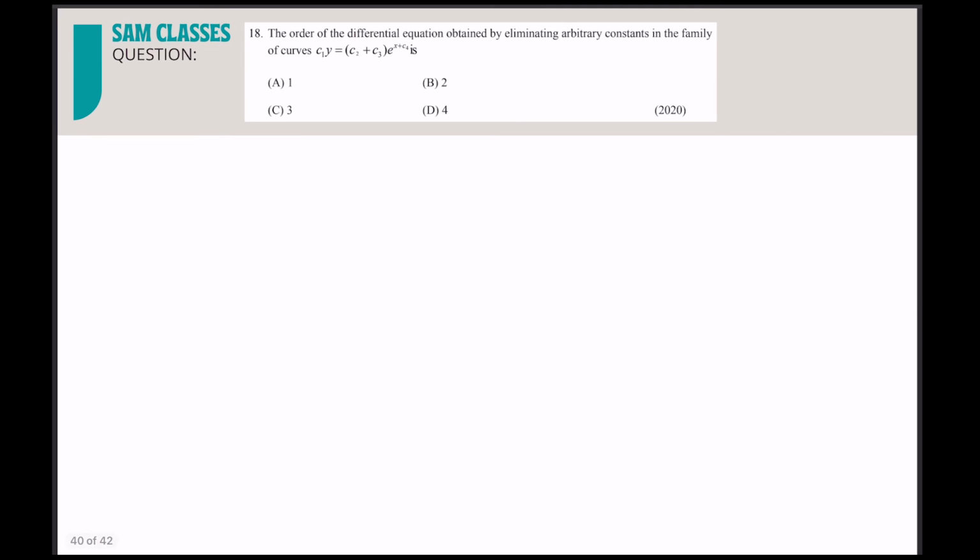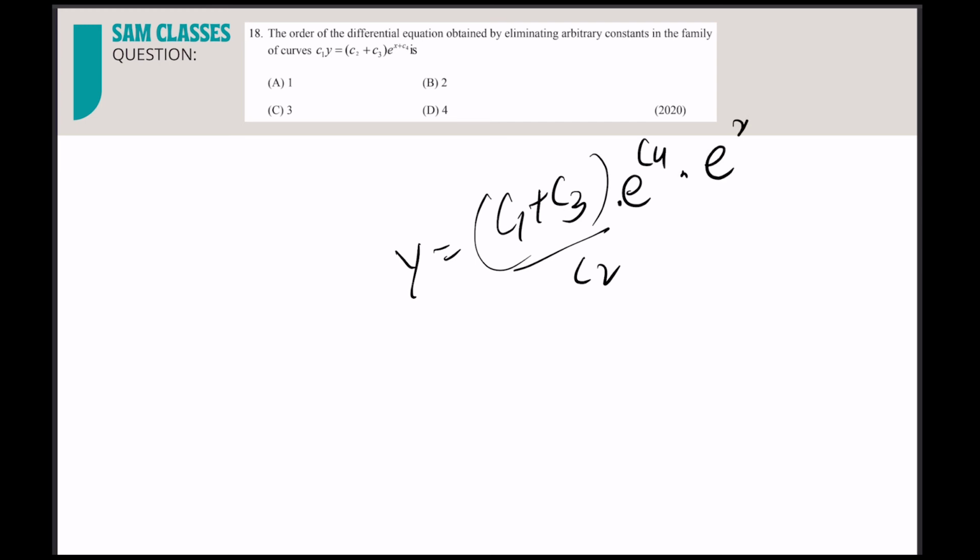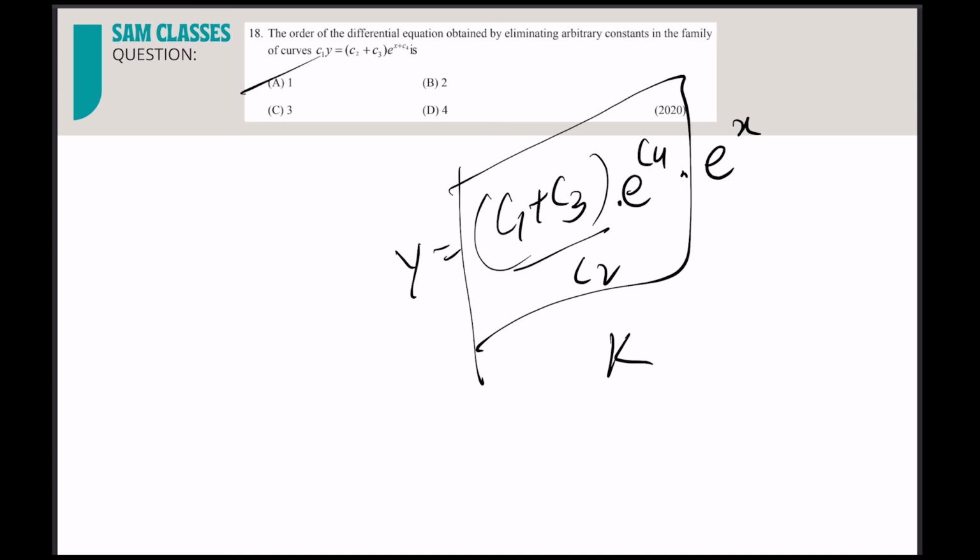The order of the differential equation, again, same thing. A very similar question they have given. Just send c1 that side. So y is equal to c1 plus c3 by c2 into e power c4, keep it separate, e power x, you keep it. So this whole thing is again k, a constant. So how many times will you differentiate? One time, that's it. Nothing more than that. Clear?